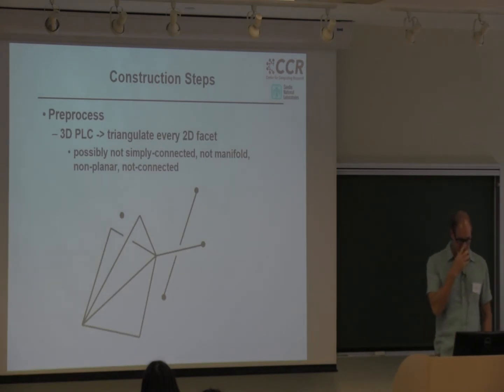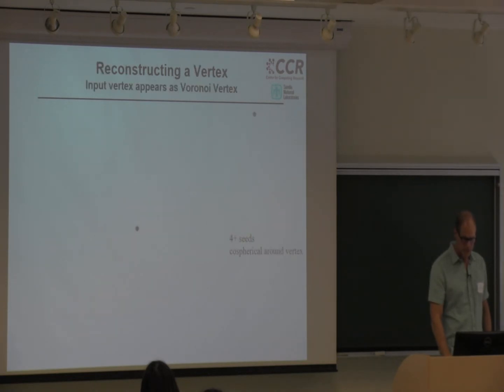I just want to emphasize again, we're talking about PLCs. As a first step, we're going to triangulate it, but it's not a triangulation of a smooth closed manifold or anything like that. You can have disconnected components. You can have an edge with 3 triangles connected, that sort of thing.